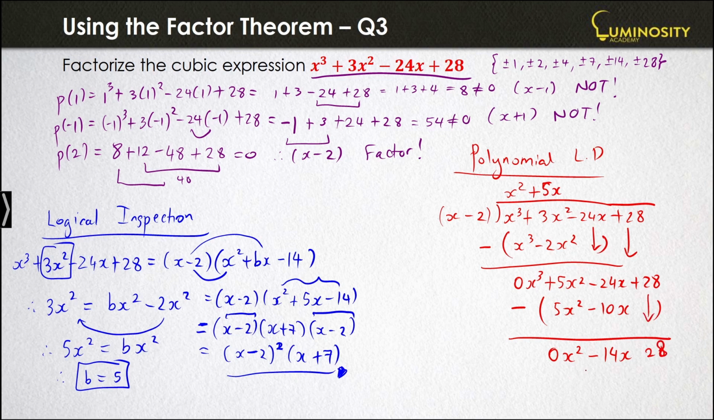Lastly, to get rid of that negative 14x, I multiply negative 14 into that linear term and get negative 14x plus 28. Then that gives me 0x plus 0 when I do the subtraction. Therefore, we have a remainder of 0. That's exactly the quadratic expression we derived using logical inspection. We found the same quadratic expression when we do polynomial long division as well.